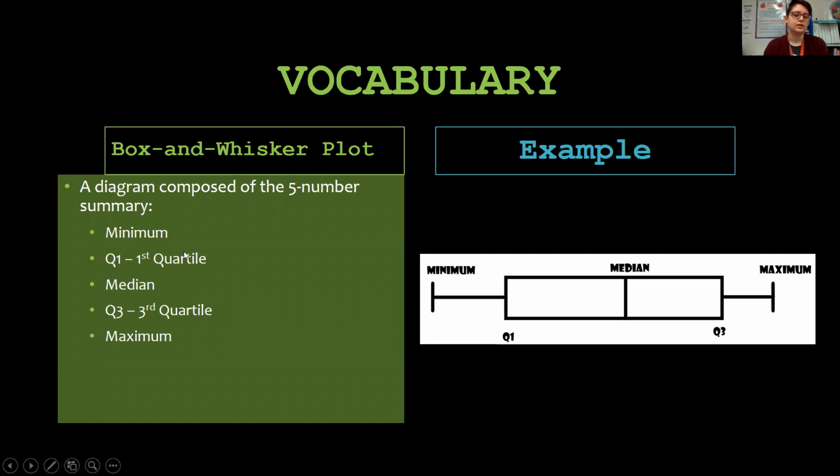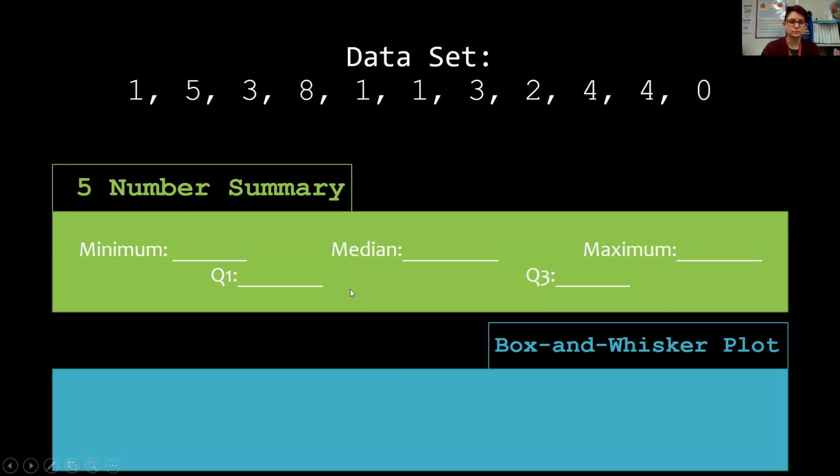Okay, so we learned that a box and whisker plot is built with 5 numbers: a minimum and a maximum. So these make up our whiskers. Then our Q1, median, and Q3 build the box. And today we'll be reviewing how to find these 5 numbers and then how to build our box and whisker.